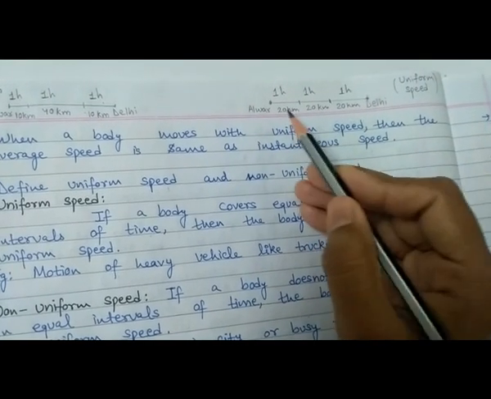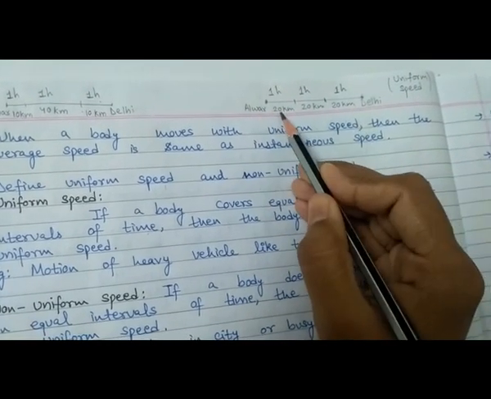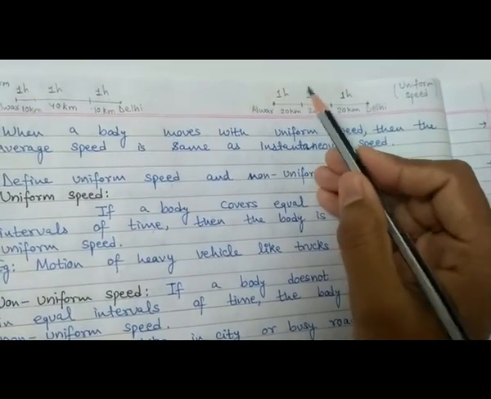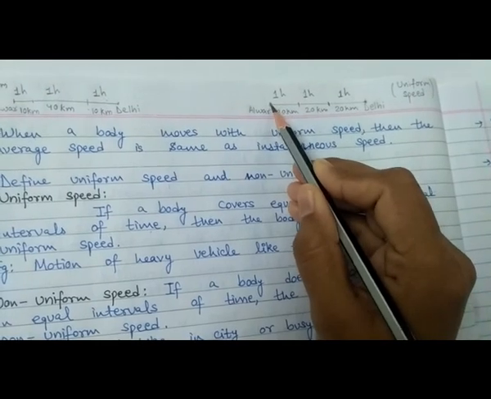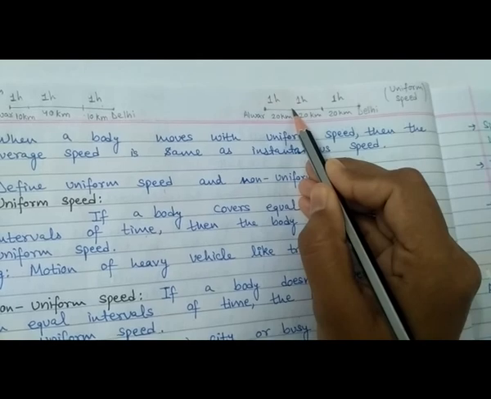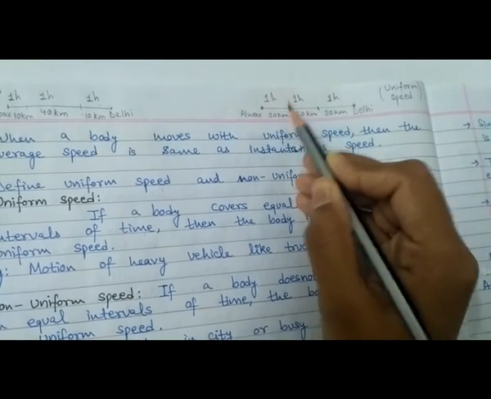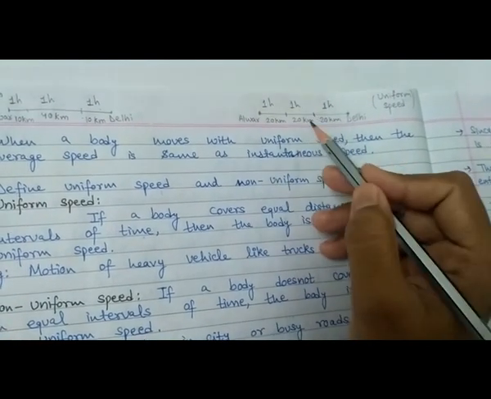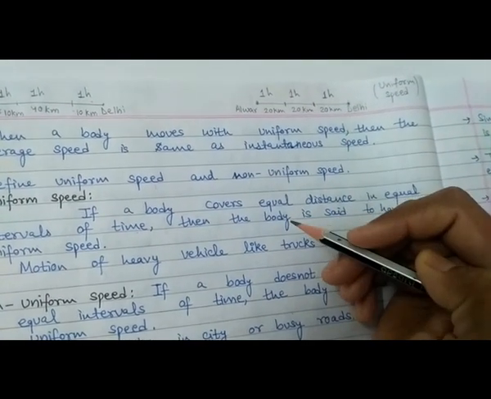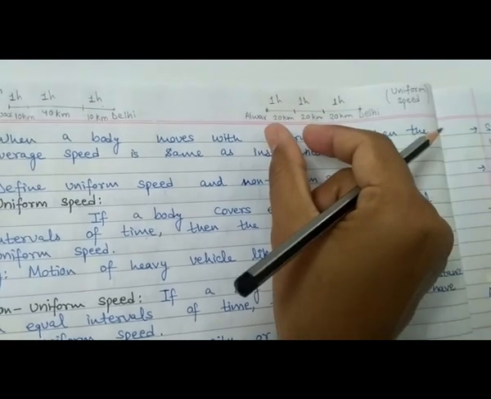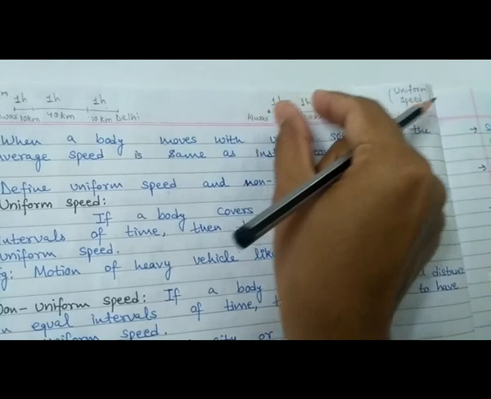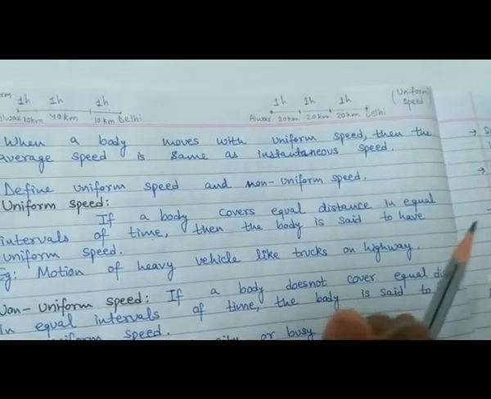Let's state that the parts are of 20 kilometer each. Now, if the time taken to travel this part of the distance is 1 hour, for this part also it is 1 hour, and for this part also 1 hour. That means I am traveling equal distances in equal intervals of time.